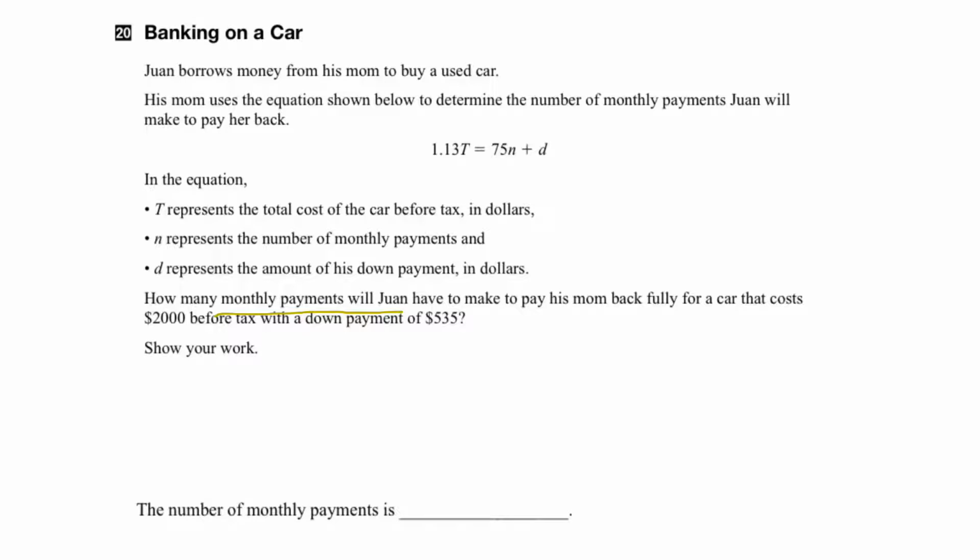So let's start by finding out what we're given. Well, we're told that the car costs $2,000, this amount here, and that is represented by the letter T. So we know right away that T equals $2,000. We're also told that the down payment is $535, and D represents the amount of down payment. So we can say D equals $535.